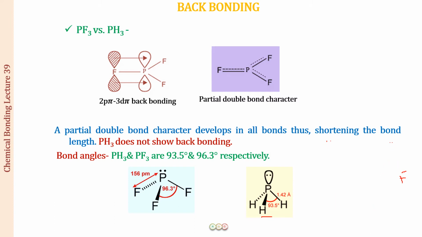and NF3 comparison, there is going to be no back bonding in NF3. Alright, and why is there no back bonding in NF3? Because fluorine has a lone pair of electrons, but nitrogen does not have empty orbitals, whereas phosphorus has vacant d orbitals. Okay.